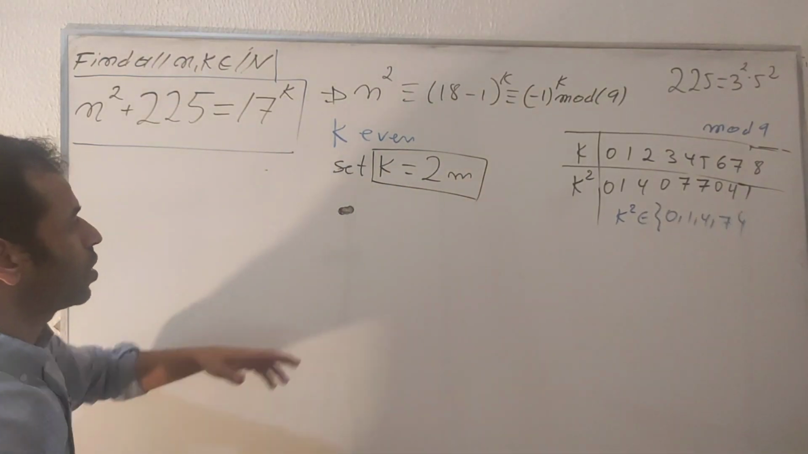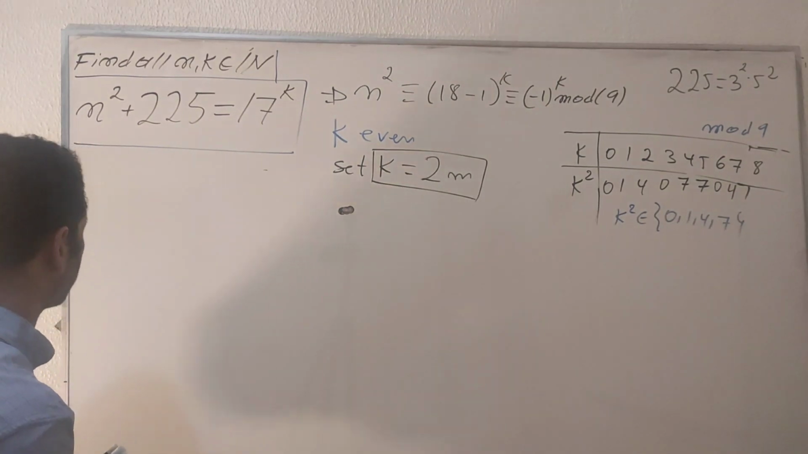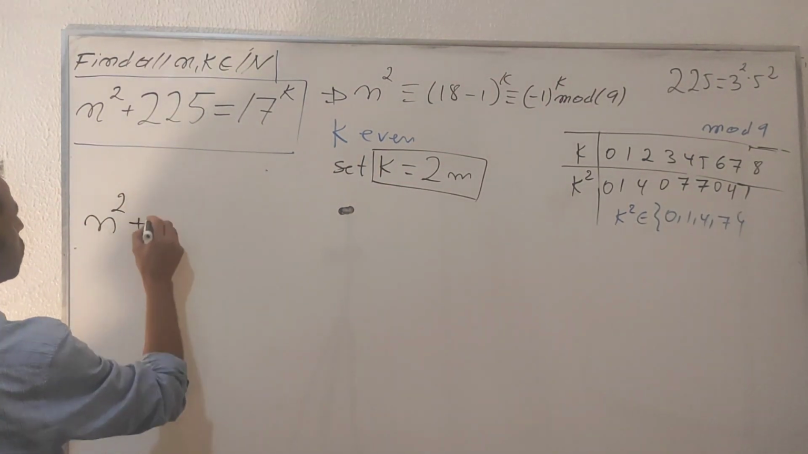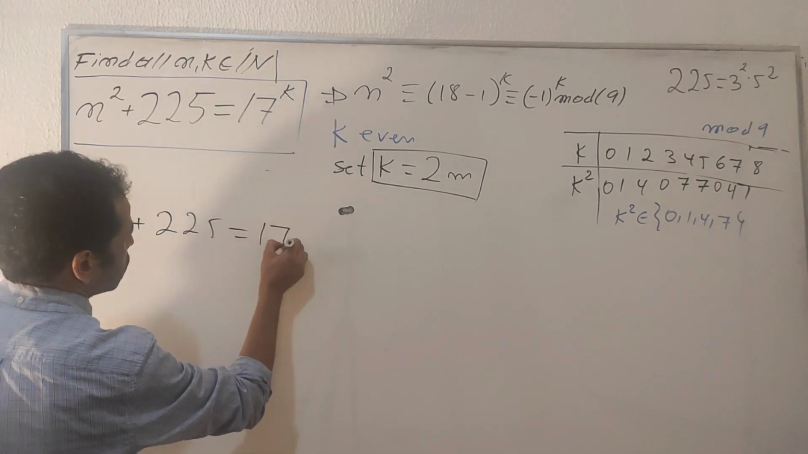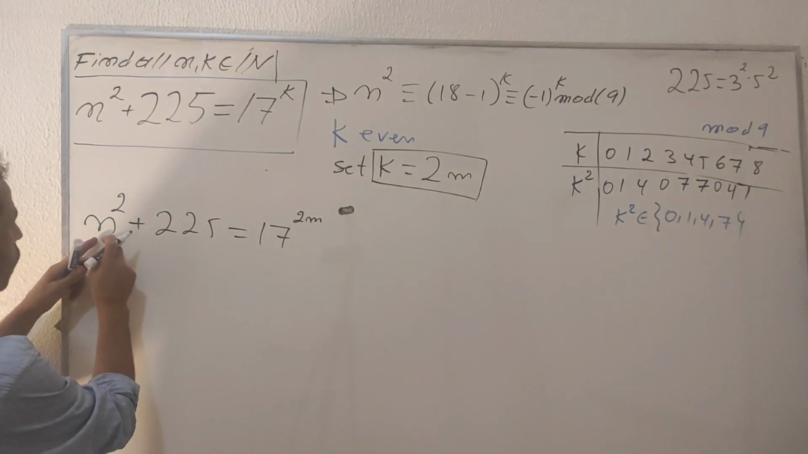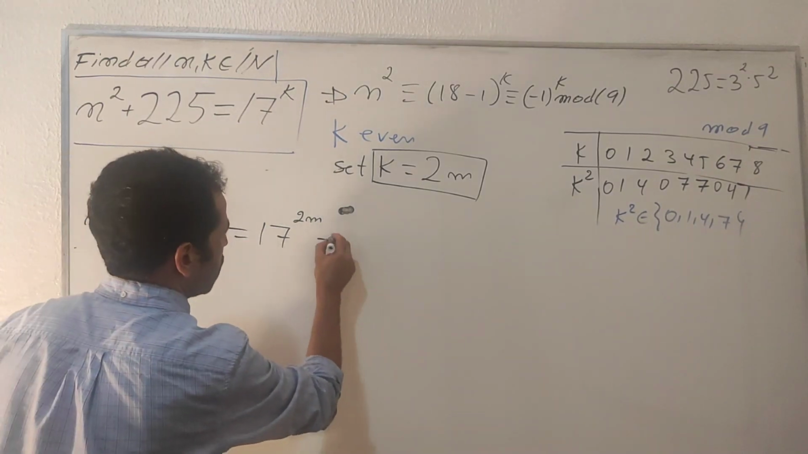Now let's put this value of k and insert it back into the original equation and factor out these two terms. So I get here n squared plus 225 equals 17 raised to the m. Okay, let's move over this n squared to the right and leave 225 to the left. I will get the following.